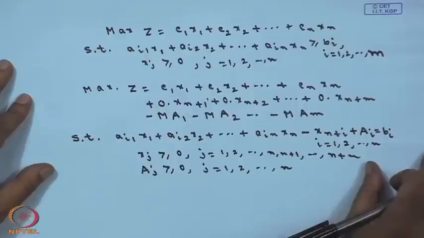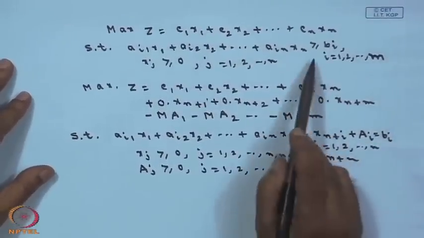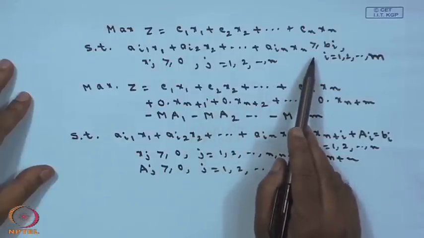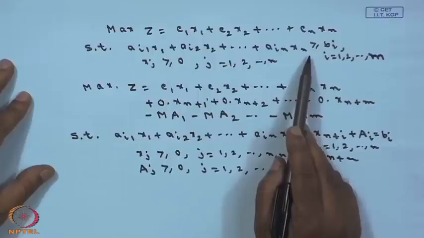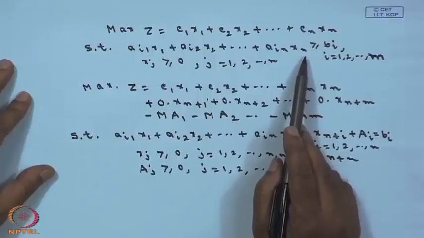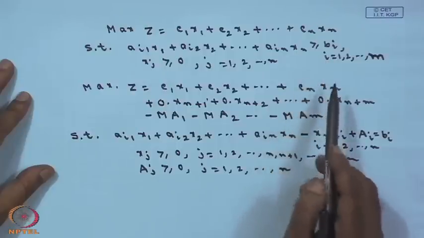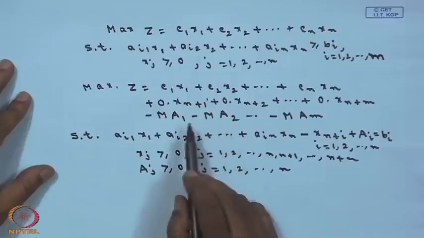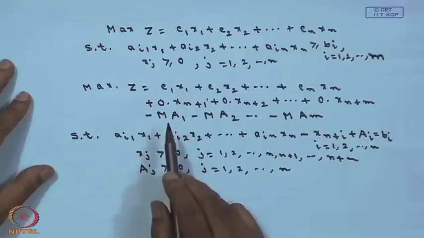So, I think the problem is clear to you. Whenever I am giving the greater than or equal to constraint, then to make it an equality, you are introducing the surplus variable, subtracting, and to make the initial basic feasible solution possible, we are introducing one more artificial variable, which I have written over here, and a large penalty is associated in the coefficient corresponding to each artificial variable in the objective function.